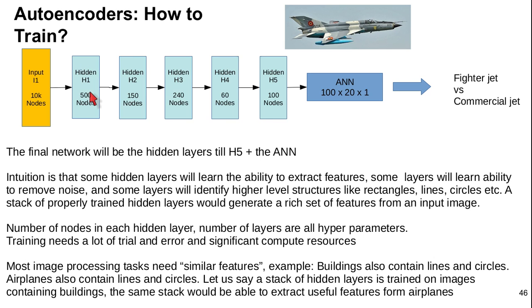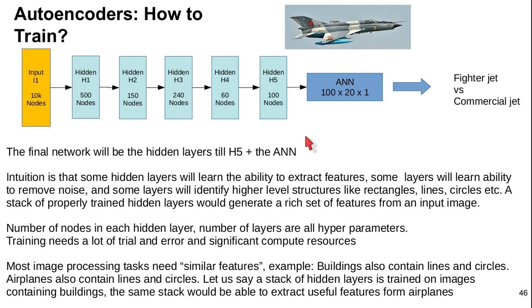The number of nodes in the hidden layer and the number of layers that are used in stacking are all hyperparameters. The training of an individual autoencoder can take a lot of trial and error and significant compute resources. However, it's an important advantage that once these hidden layers are properly trained over a rich set of images, these should be able to extract features for any arbitrary image. It is not necessary that, for example, if you want to extract features from a fighter jet, you need to have images of fighter jets in the dataset that was used to train the original autoencoders.